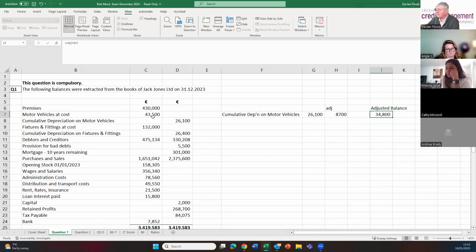So my adjusted balance is 34,800. What I have to do is record the depreciation, the 8,700, as an expense for the current year. So that's going to reduce my profit. And then in the balance sheet, I'm going to have to reduce the value of my fixed assets by 8,700 to take account of this year's depreciation. So that is that. Now, if you want to do debits and credits, by all means, do debits and credits. If you just want to put in a single adjusted figure, that is perfectly acceptable for the purpose of this.